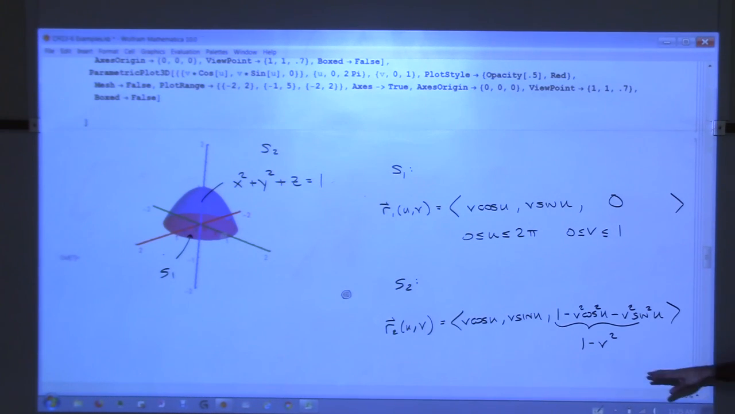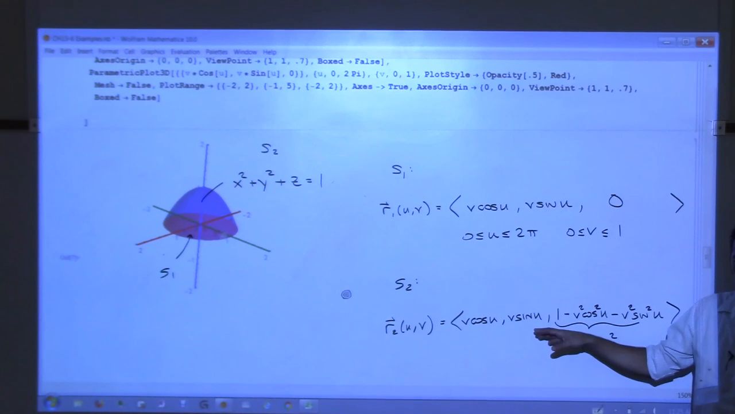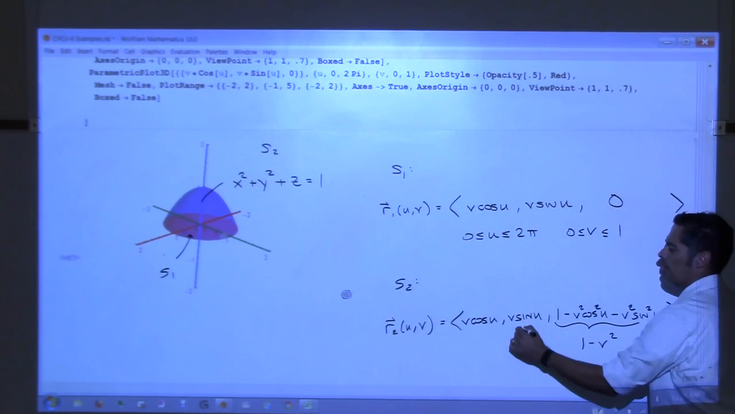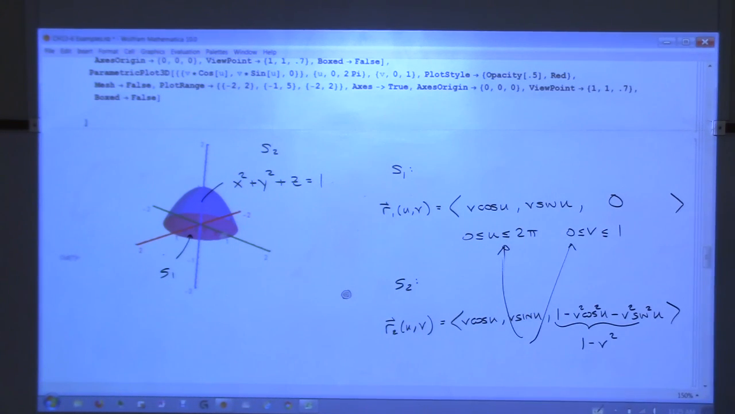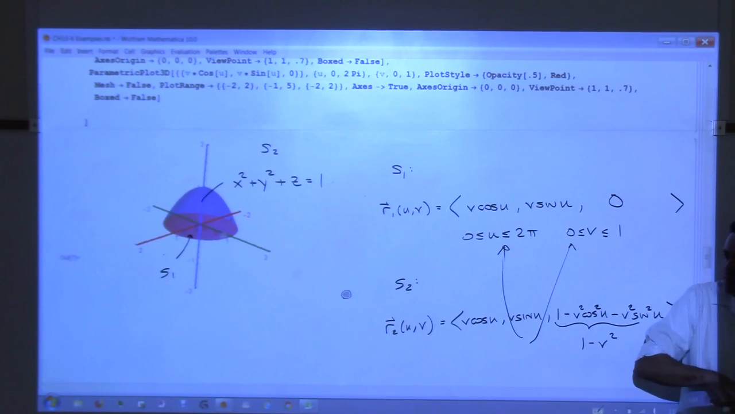What about the restrictions on u and v? Same thing, right? Same restrictions. Okay, so same restrictions here. Do you all understand how for S1 you're just drawing this little disk, right? And for S2 you're drawing the disk, but as you draw it, you're pulling the z component up. Yeah? Okay.